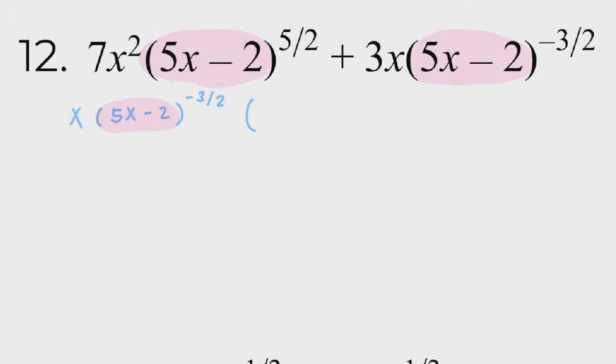In the first term, I would be left with 7x, and then we have to figure out the exponent. So 5/2 minus negative 3/2 is going to equal 8/2, which is 4. So that'll be 5x minus 2 to the 4th power. And in the second term, I'll be left with plus 3.